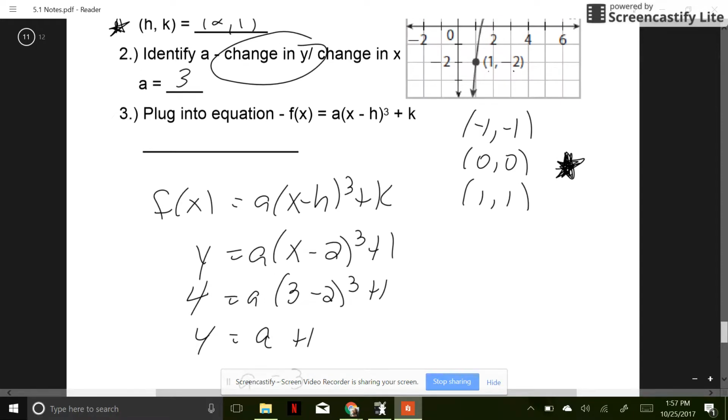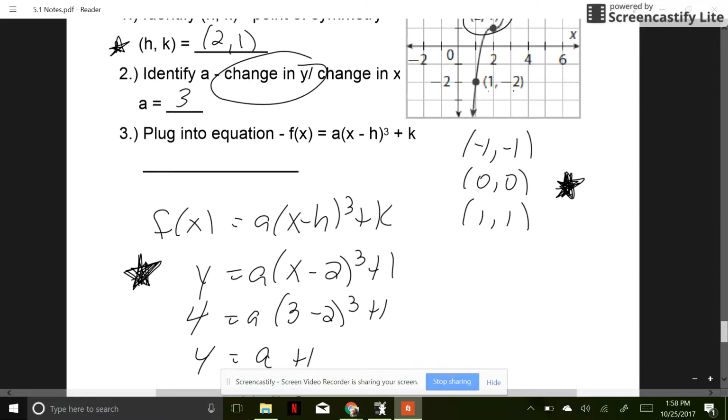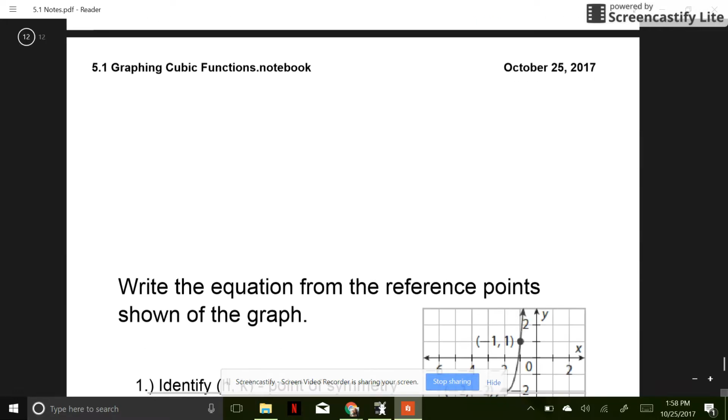So once we know a, and we know the h and the k, we can plug it into our equation. f(x) equals our a value, 3, (x - h) where h is 2, we move to the right, cubed, plus 1. So that's our equation there. Then we're going to do one more of these.